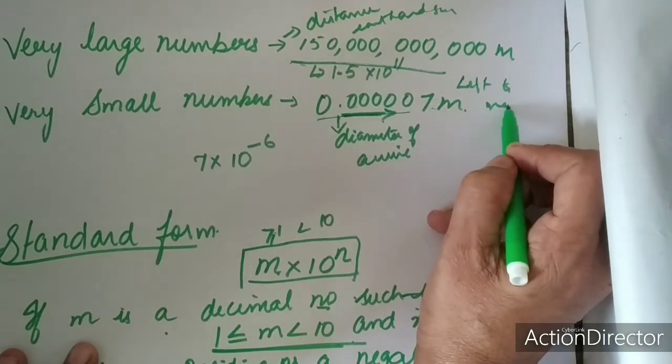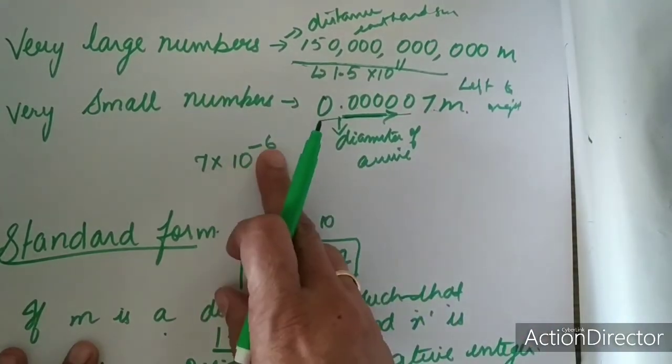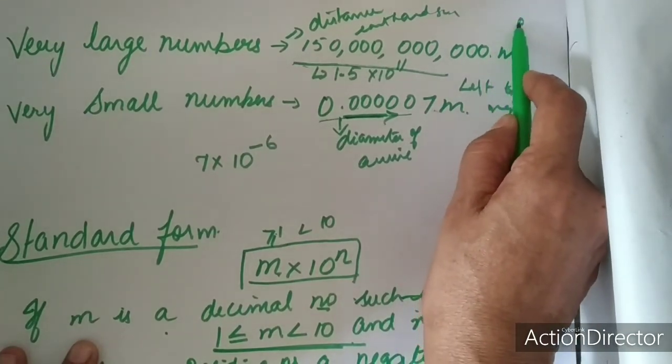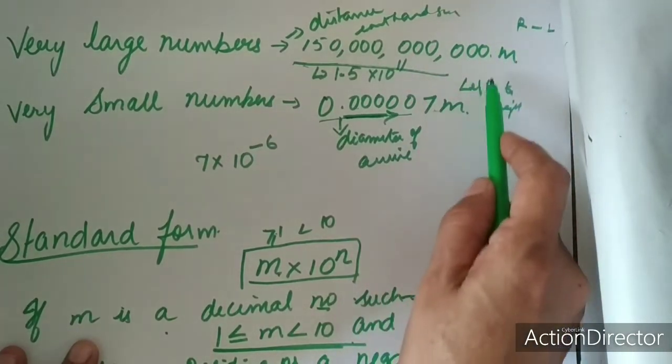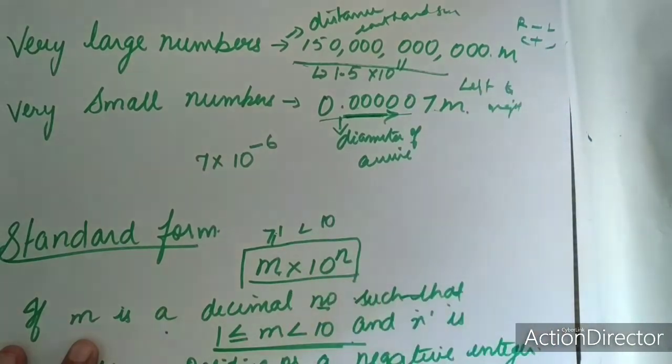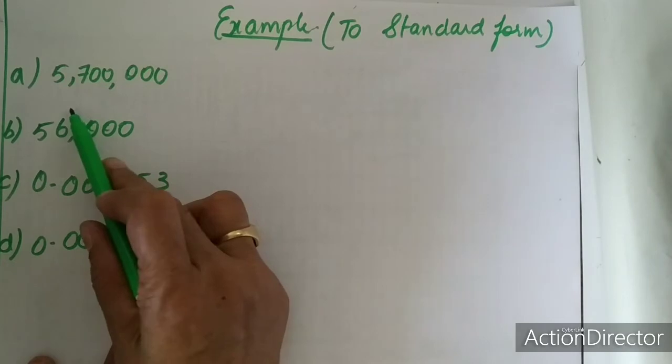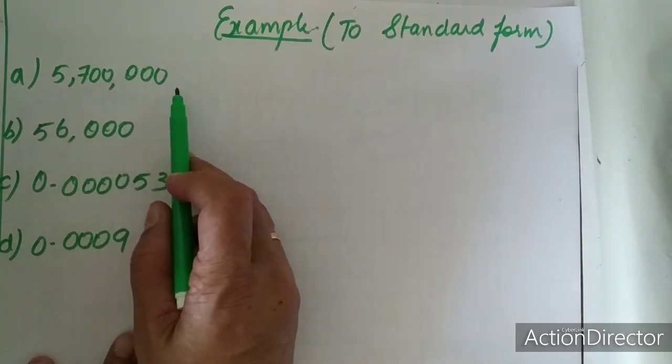When you move the decimal point from left to right, the power will be negative, and when you move the decimal point from right to left, the power will be positive. You have to remember this very nicely. Now convert these numbers to standard form over here.